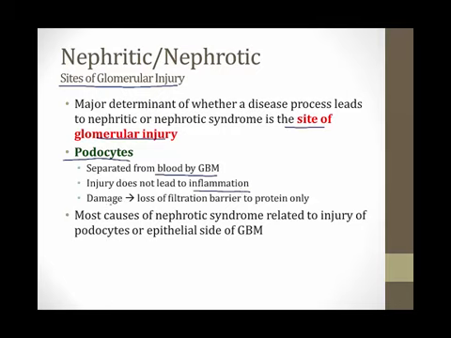This means that damage to the podocytes leads to loss of the filtration barrier only, but it does not lead to inflammation. You need glomerular inflammation to develop the nephritic syndrome, and that does not occur when you have podocyte damage. So as we will see in this video, most causes of nephrotic syndrome are related to injury of the podocytes or injury to the epithelial side of the glomerular basement membrane. The endothelial cells generally are not involved.